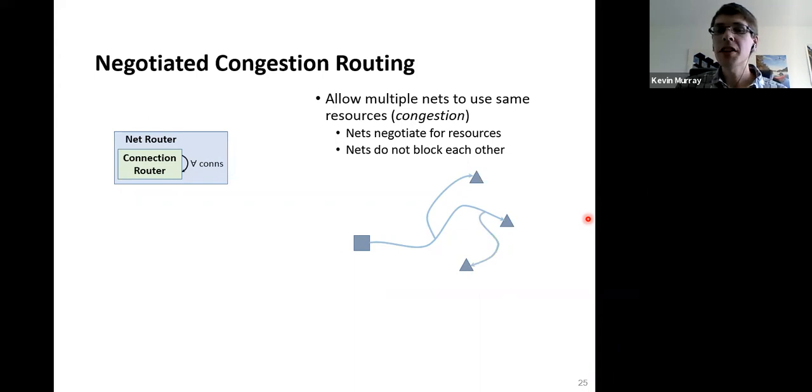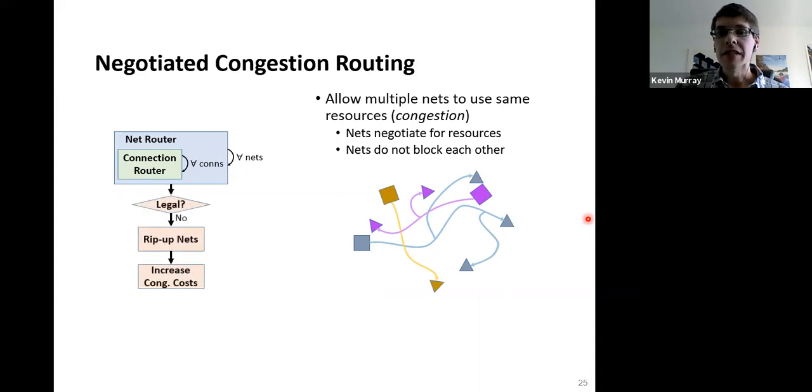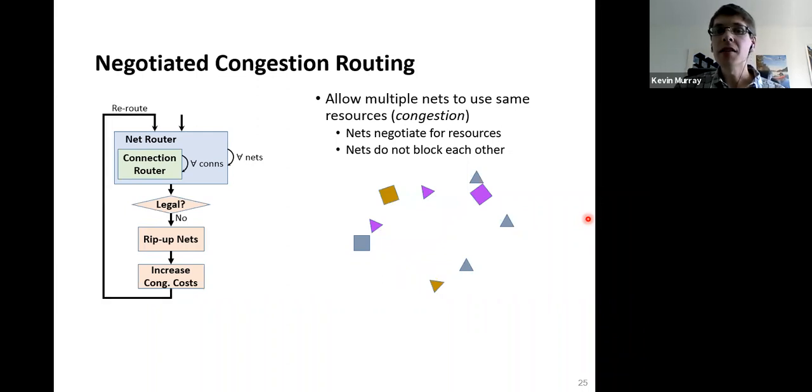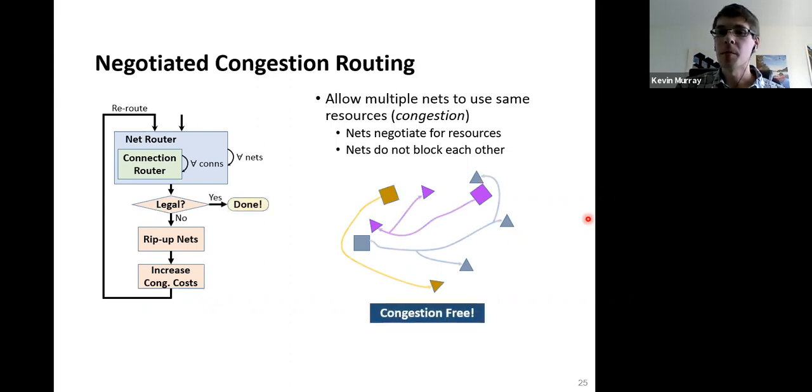Now, once we've routed a particular net, we have to go on and route all the other nets in our design. And once we've routed all the nets in our design, we can then evaluate whether our routing is legal or not. And so if we find that there are some nodes that are being used by multiple nets, these are what we call the congested nodes, we rip up the associated nets, increase the cost of those congested resources, and repeat this rip up and reroute process until we arrive at a routing solution that is congestion free. And at that point, we've solved the routing optimization problem.